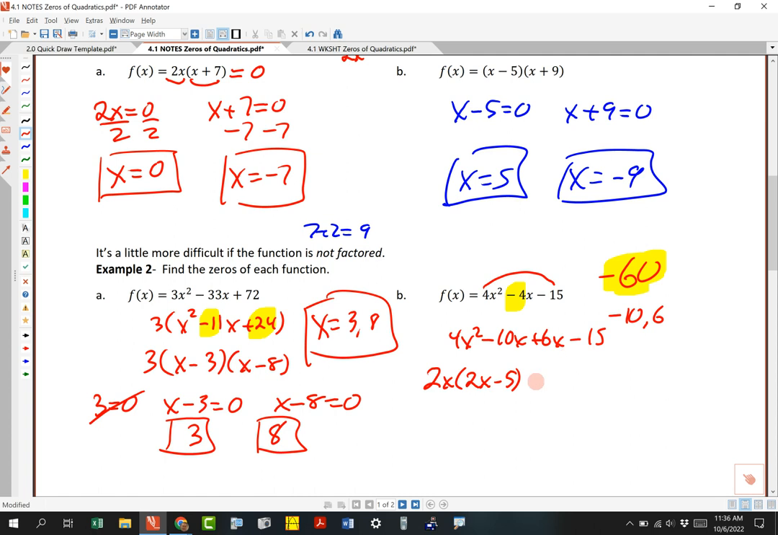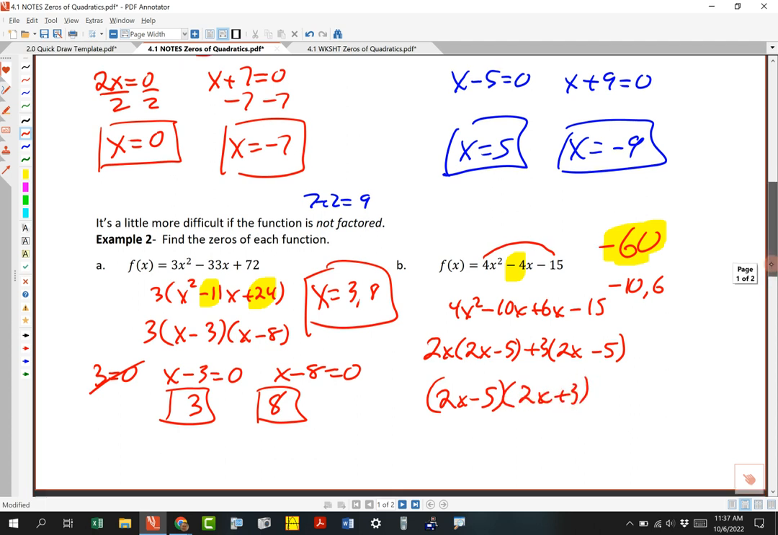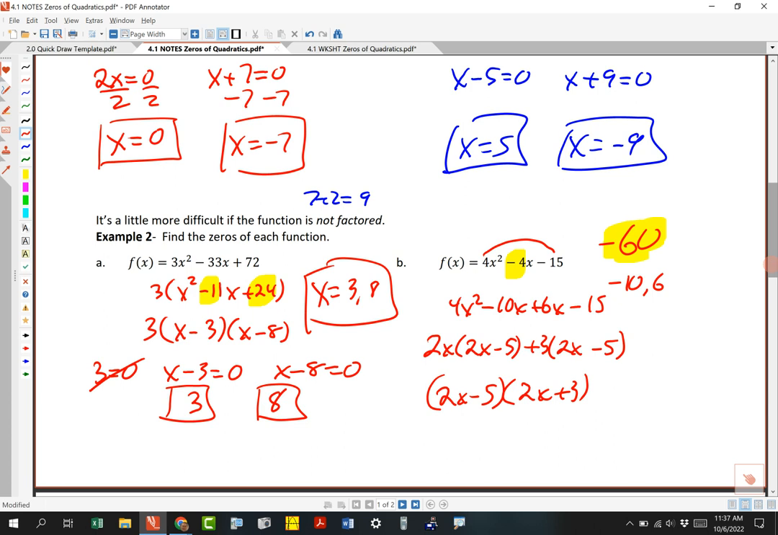And I can take out a 3. I'm taking out a positive 3. Let's make sure it goes in there twice. The x is left with a minus 5. So I have a 2x minus 5, and I have a 2x plus 3. Factored, right? Piece of cake after this. So 2x minus 5 has got to equal 0, or 2x plus 3 has got to equal 0.